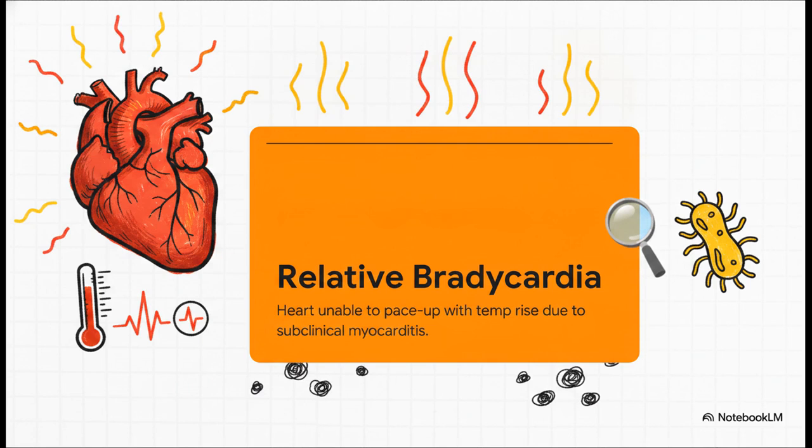Why? Because you are hunting for Faget sign, also known as relative bradycardia. Normally, as a patient's core temp goes up, their heart rate paces up right along with it, usually about 10 extra beats per minute for every 1 degree rise. But in typhoid, the heart just can't keep up. You might see a blazing fever of 103 degrees, but a pulse of only 92. And the pathophysiology behind this? It points directly to subclinical myocarditis caused by the systemic infection.